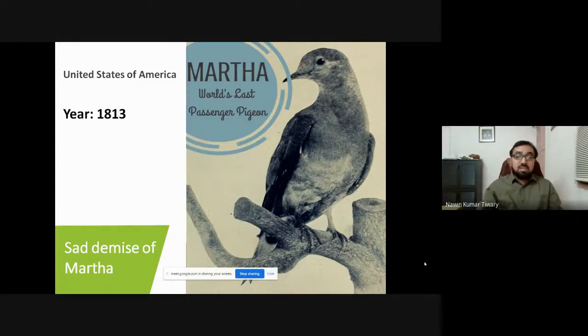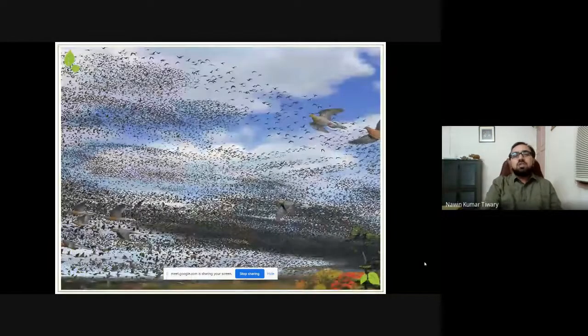Now the first thing that will come to your mind is why this bird was so special that she was named. And Martha is not a very flagship or majestic species of bird. It is just a pigeon. So what led the people and the scientists of the world to name a pigeon is very interesting. Now, Martha is a species of passenger pigeon, as we know. And the story is from the United States of America, 1813.